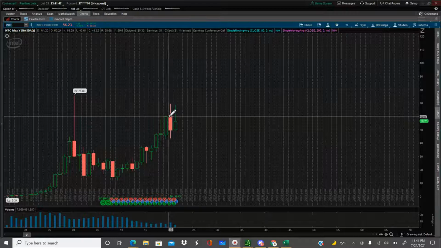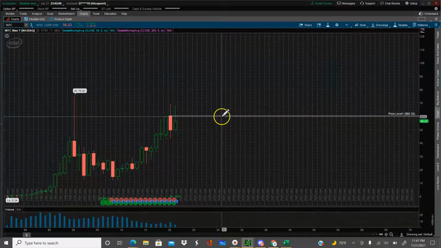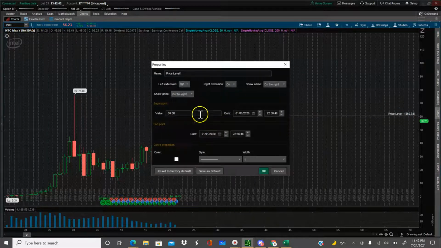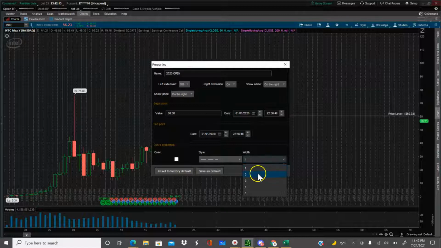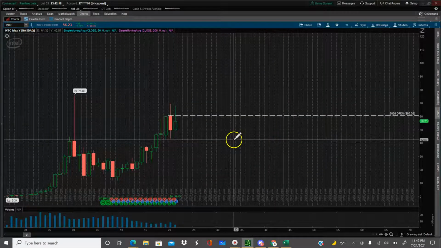I'm going to make a note of 2020's open price, which was 60.24. So we'll rename this 2020 open. Do my usual. All right, so 2020 open is there.